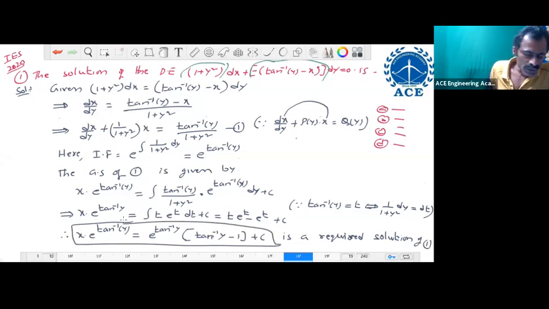It is a 2020 IES question. So this total differential equation topic is completed. Also, we have done all the previous IES questions. Out of 4 IES previous questions, 3 are partial differential equation and 1 is ordinary differential equation.